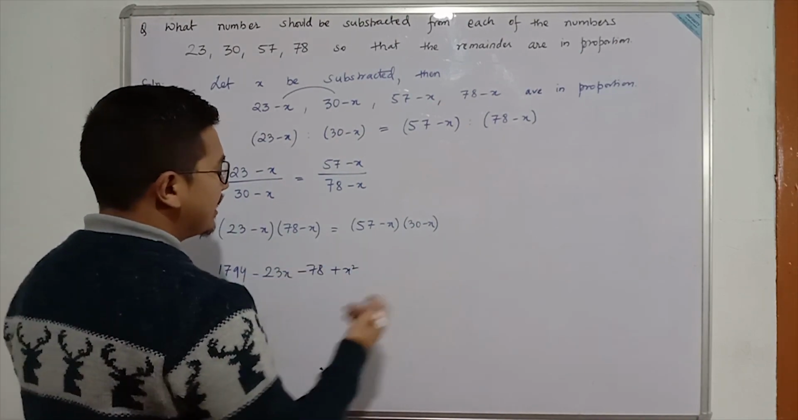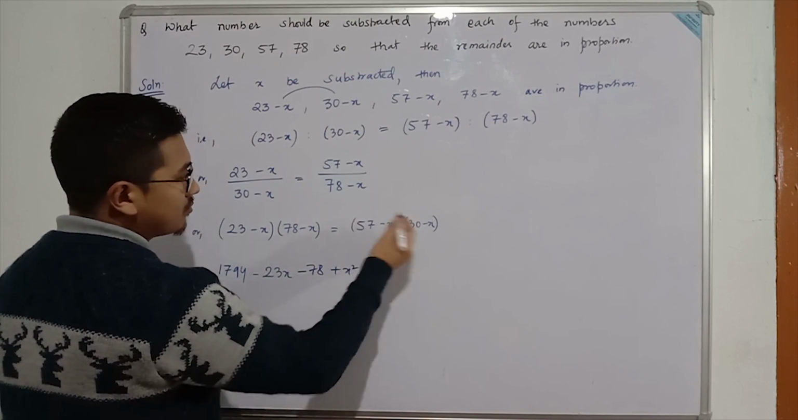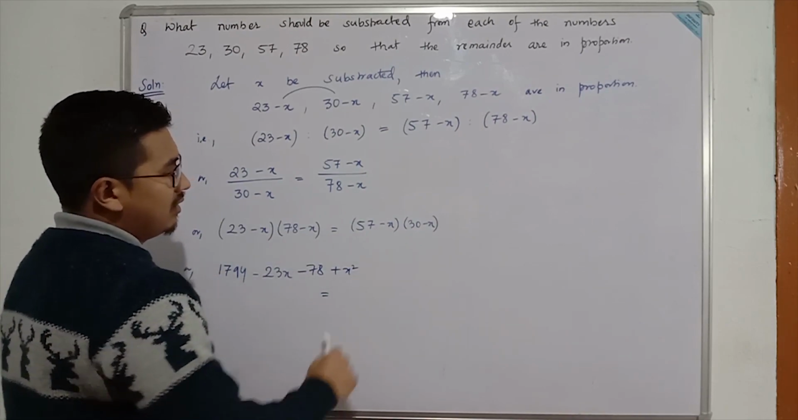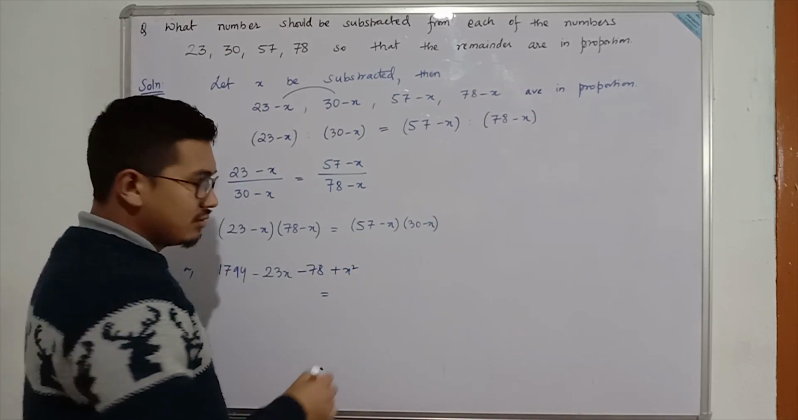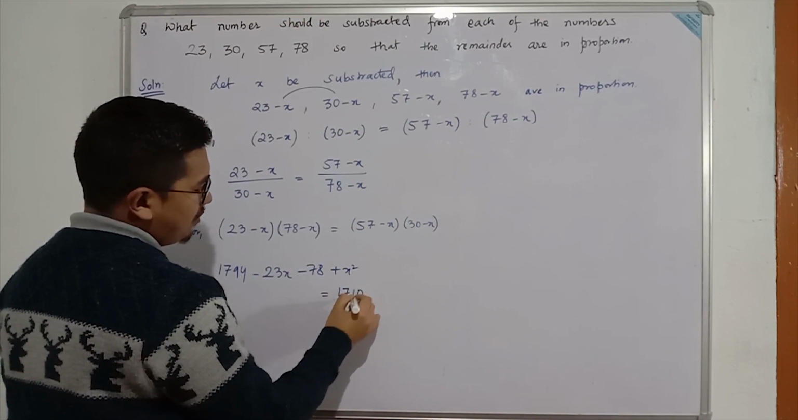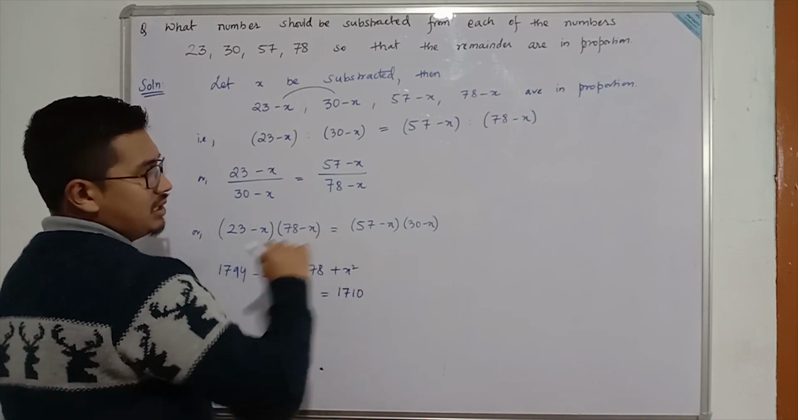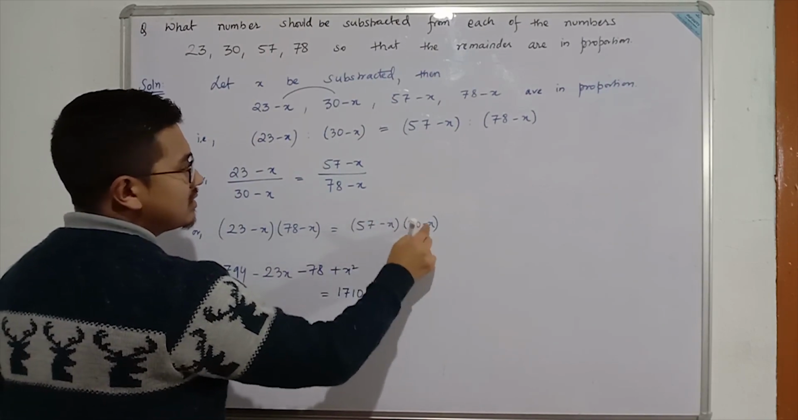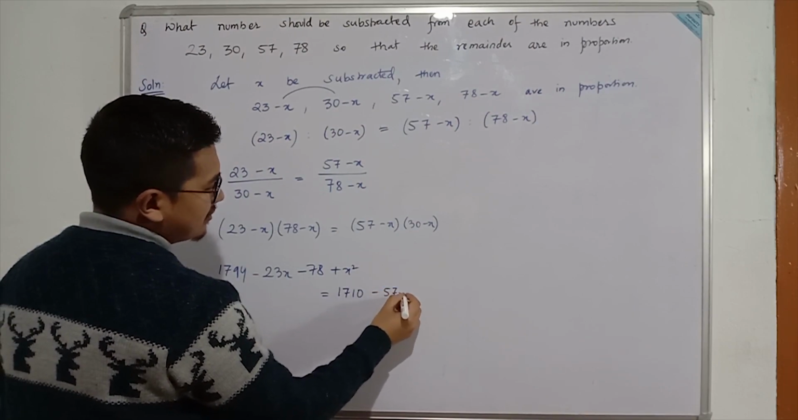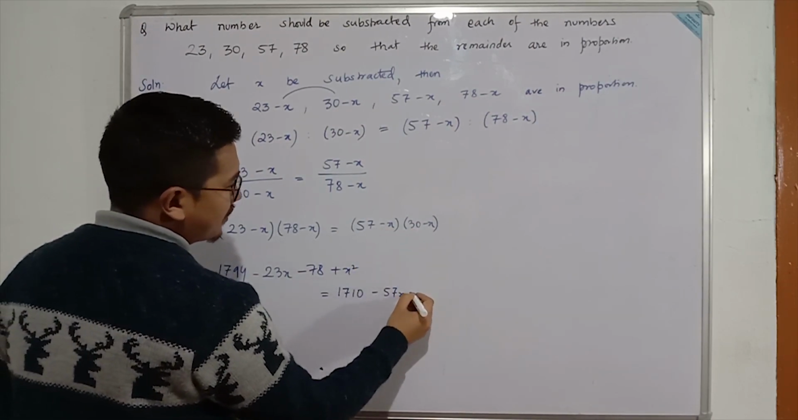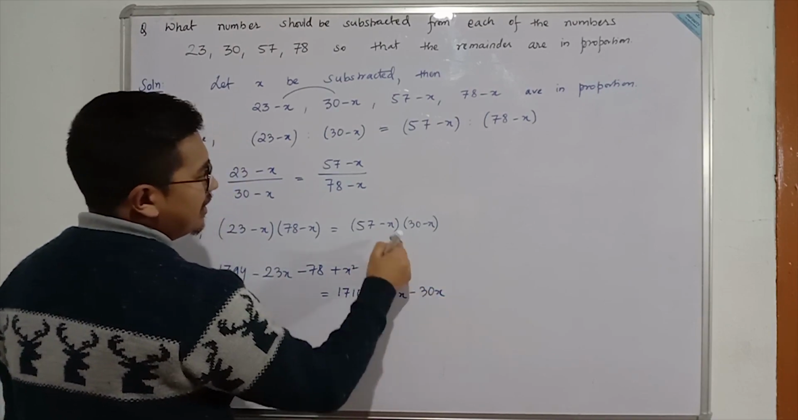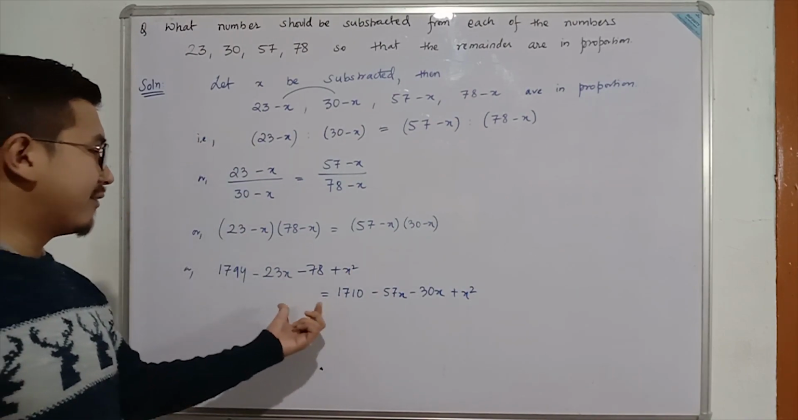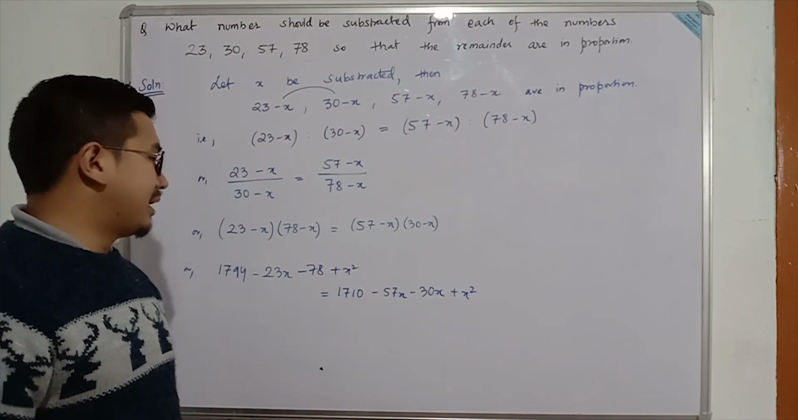Now what do we have on the right hand side? 57 into 30 will give us 1710. Okay, 1710. You can check the multiplication in the rough work. 57 into minus x gives minus 57x, x into 30 gives minus 30x, and x into x will give us plus x square. So this is what we get after multiplication on the right hand side.